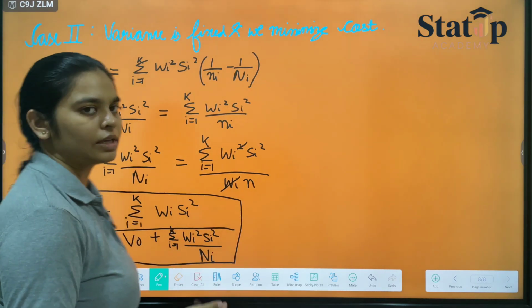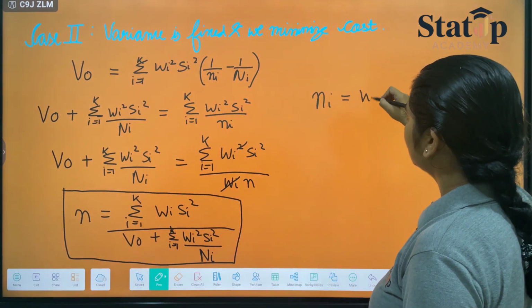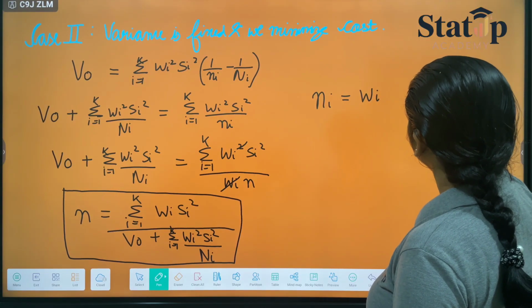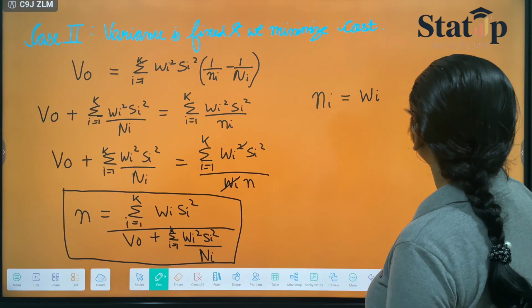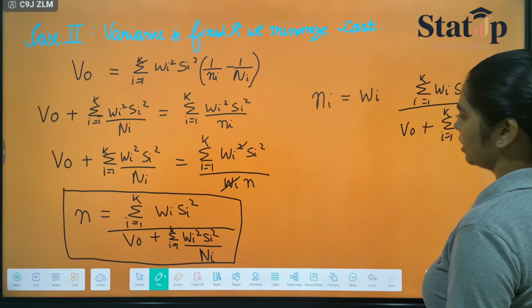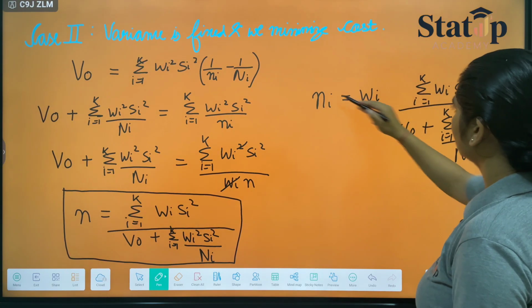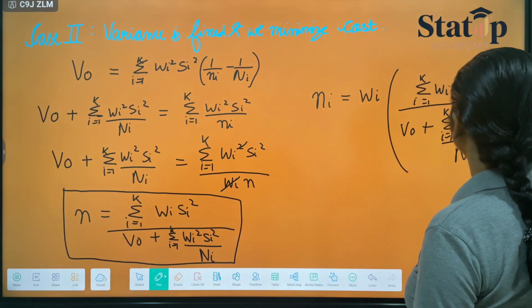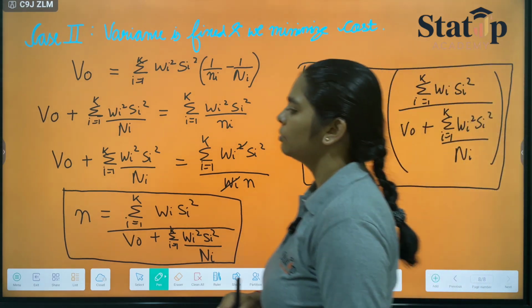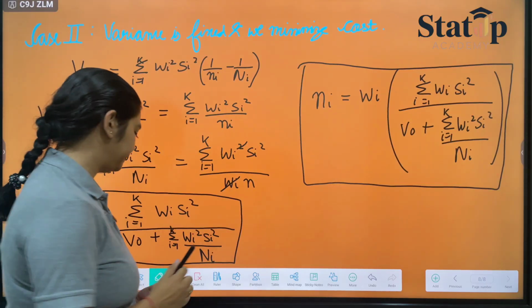And hence substituting this again in the first equation for ni, we get Wi into summation i goes from 1 to k Wi Si square upon V0 plus summation i goes from 1 to k Wi square Si square upon capital Ni. So this is the value of the sample size in proportional allocation with variance fixed and we minimize cost.